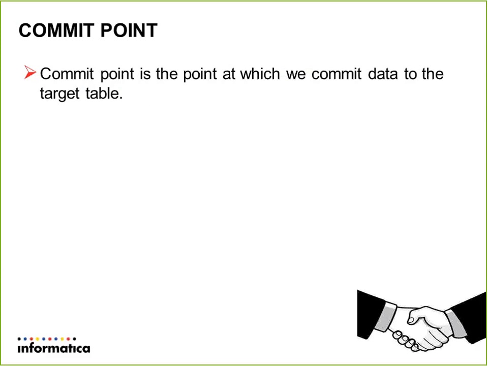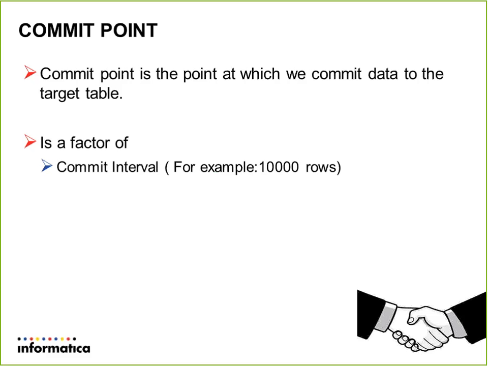So coming to the main and the important slide of this presentation, what is a commit point? A commit point is the point at which we commit data to the target table. Commit point is a factor of commit interval, buffer block size, and commit interval type. We will go into details about each and every one of the factors so that we can understand commit points better.